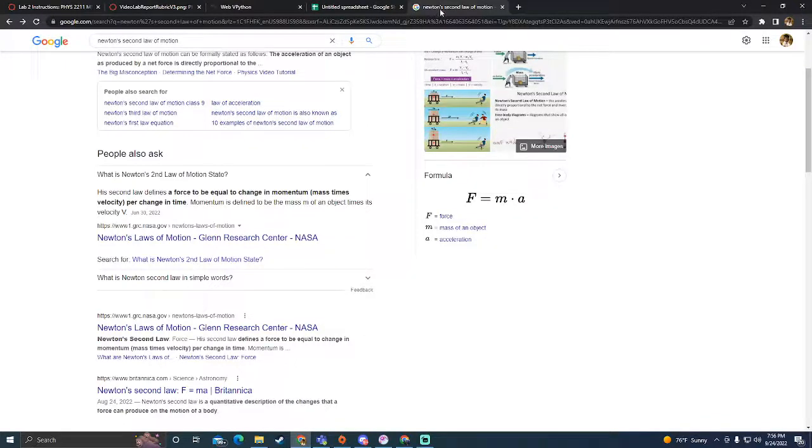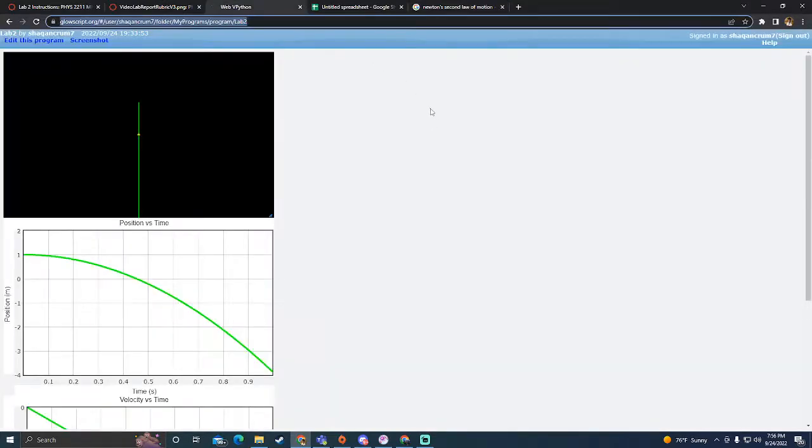Newton's second law of motion states that a force is equal to the change in momentum per change in time, or force equals mass times velocity. In this lab, we wanted to test that theory by running two experiments.